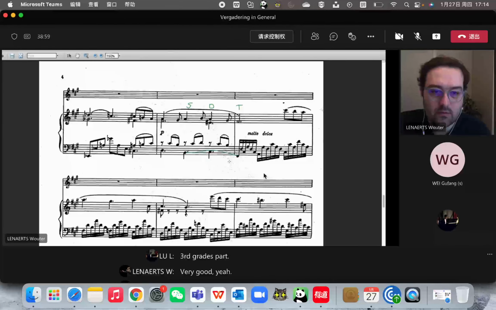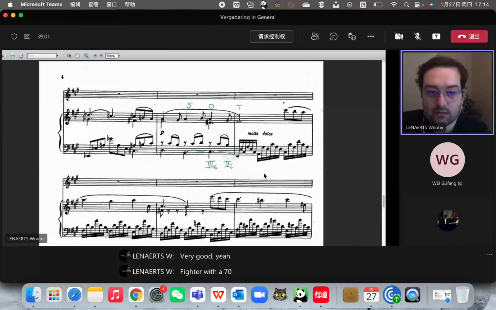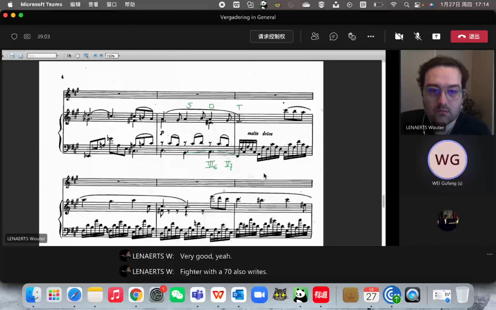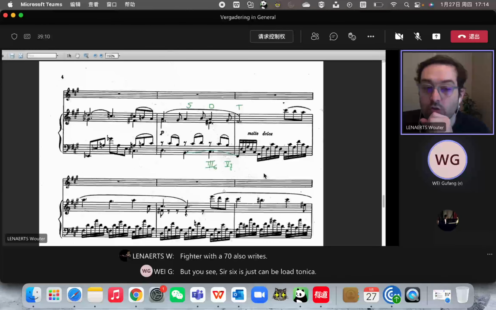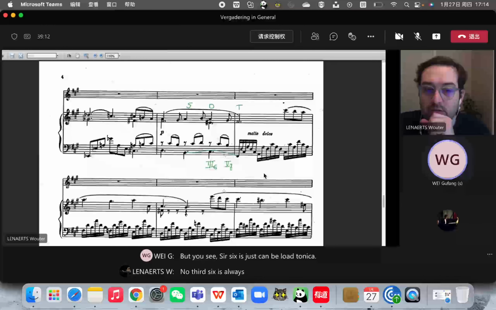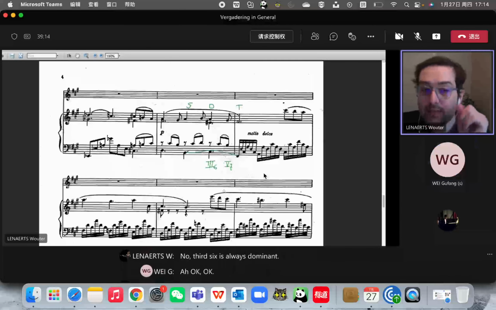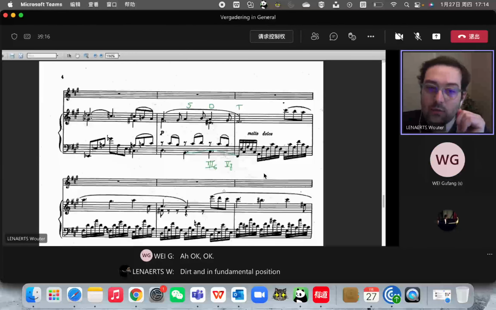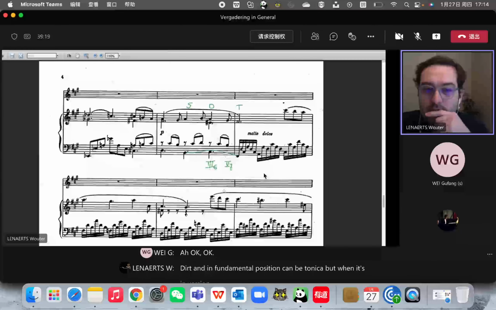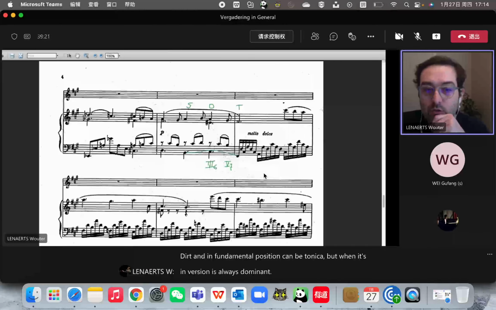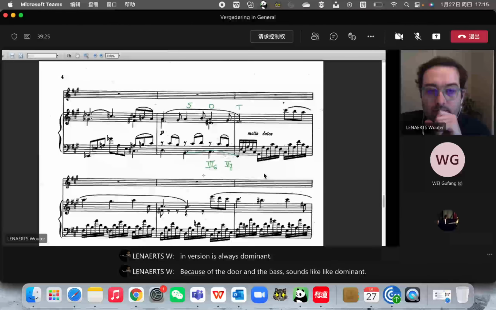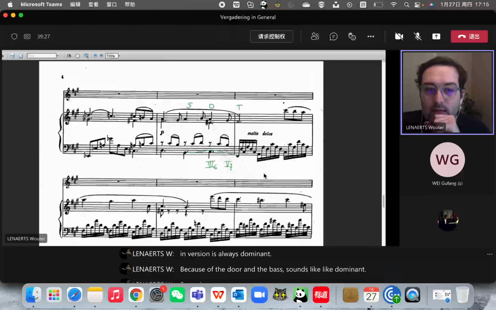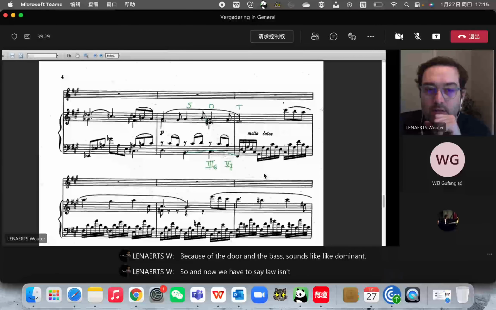With the 7th also, right. But you say third six is just can be the tonica. No, third 6 is always dominant. Oh, okay. Third in fundamental position can be tonica, but when it's an inversion, it's always dominant. Tell him, because of the do and the appoggiatura in the bass, it sounds like the dominant. The la is still the appoggiatura he just mentioned, right? So now we have to say la is an ornament.